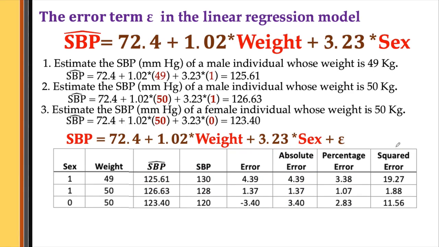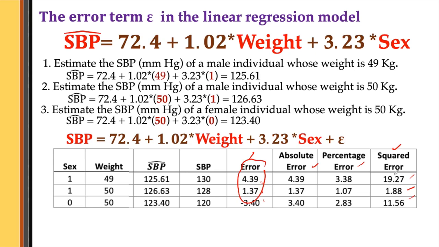Other analysts, on the other hand, use squared error. It's simply the square of these values. They do not want to use the absolute value or the percentage error, so they square the error so that it becomes positive. These are the squares of these errors here. What do they do with the squared error? They get the average. That's what we call the mean squared error.